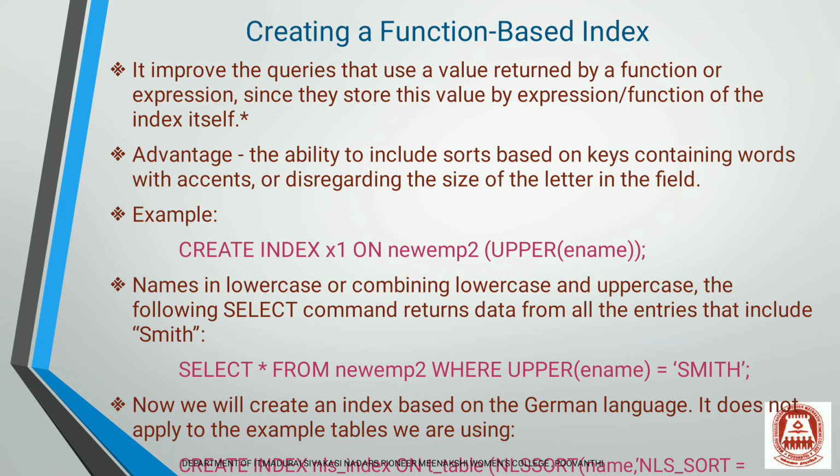So creating a function based index. Function based indexes improve the queries that use a value returned by a function or expression, since they store this value of the expression or function in the index itself. So a function always returns something to us. We are going to make use of the value which is returned by that particular function. So using this value, I am going to create an index. So this is the advantage. It has the ability to include sorts based on keys containing words with accents.